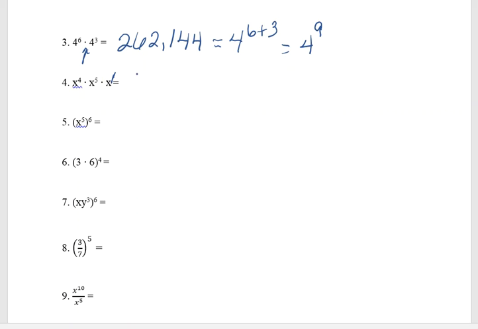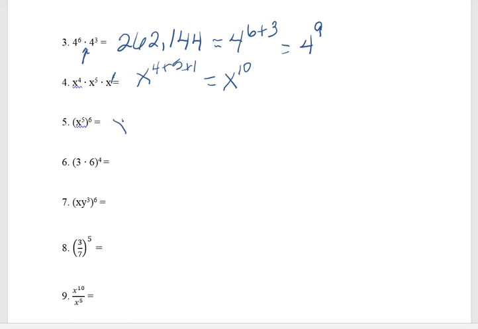So we're going to go ahead and add exponents. So it's 4 plus 5 plus 1. 4 plus 5 is 9, 9 plus 1 is 10. So x to the 4th times x to the 5th times x to the 1st is the same as x to the 10th.